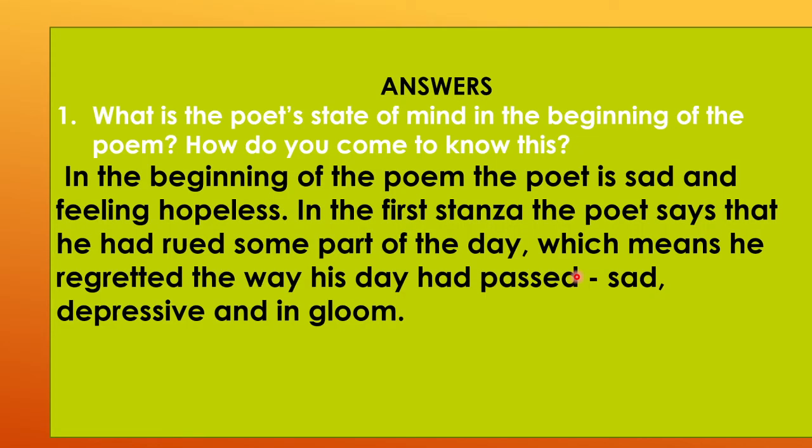First question now. What is the poet's state of mind in the beginning of the poem? How do you come to know about this? So, in the beginning of the poem, the poet is sad and he is feeling hopeless. In this first stanza, the poet says that he had rued some part of the day, which means that he regretted the way his day had passed. So, he's sad, depressive, and in gloom.